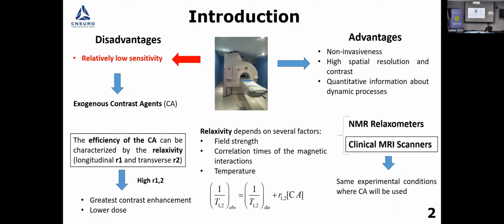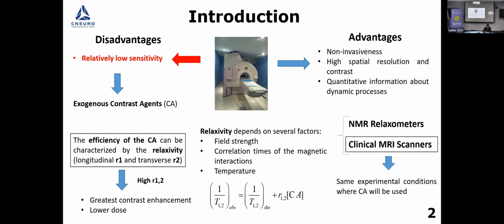However, one of its biggest disadvantages is its relatively low sensitivity. One of the ways in which it can be overcome is by the use of exogenous contrast agents. The efficiency of these contrast agents is characterized by the relaxivity. If you have a high relaxivity, it means you have a greater contrast enhancement in your image at a lower dose.